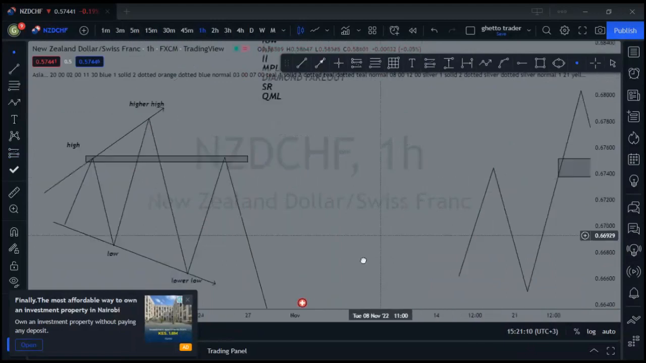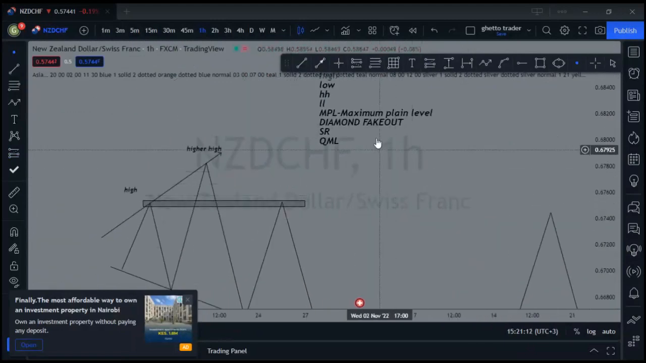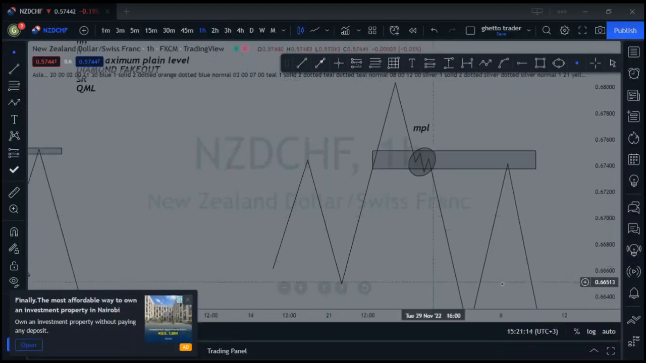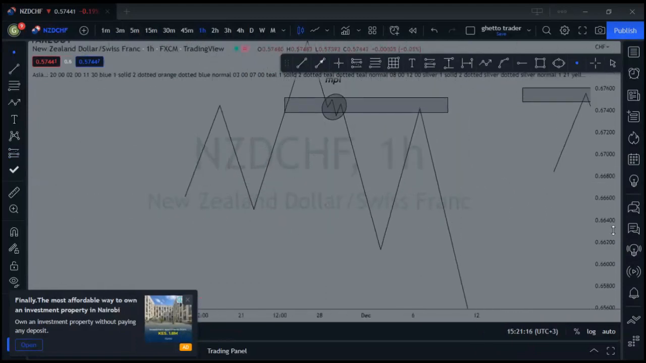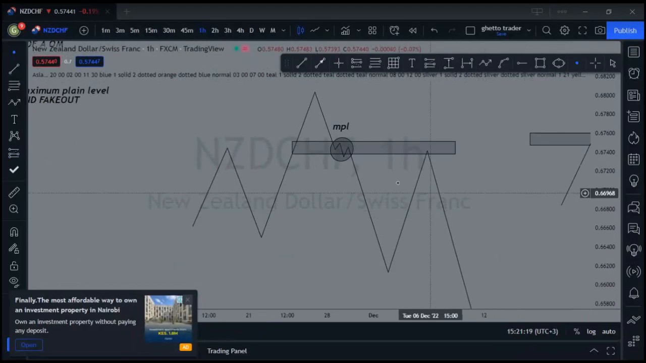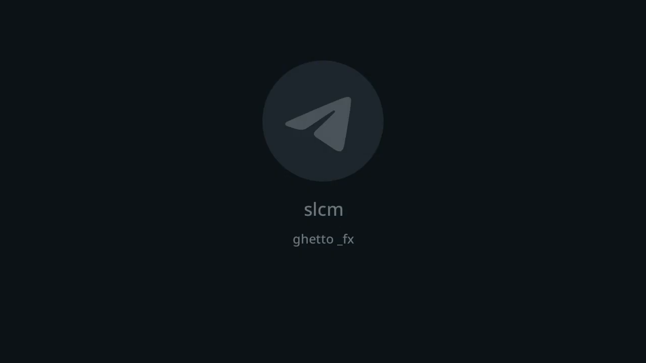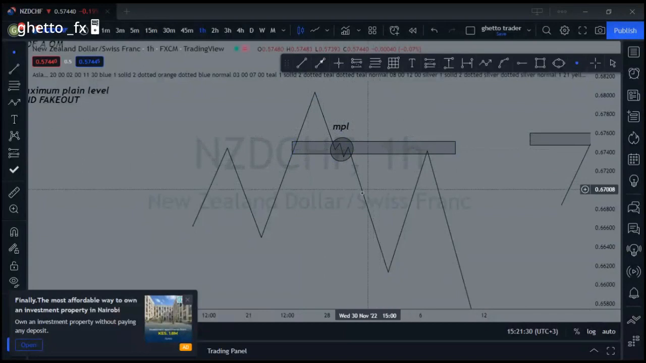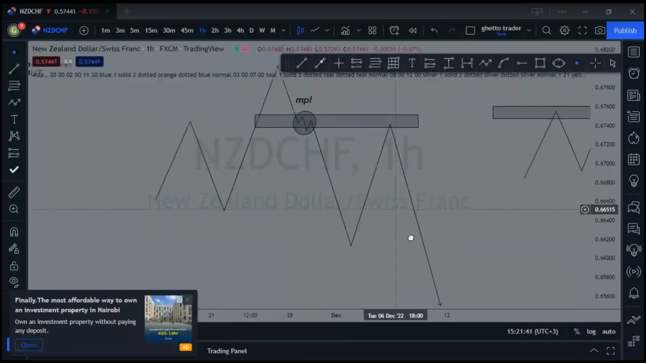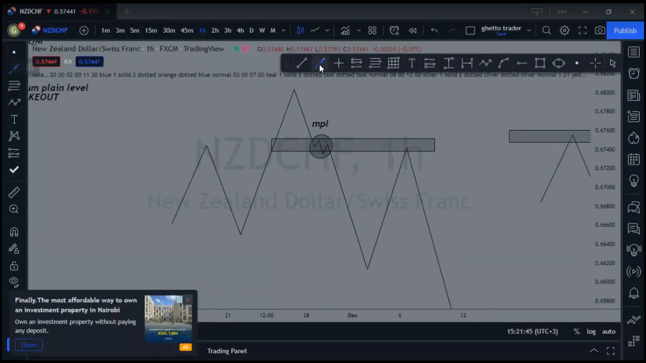Now, let's take a look at the MPL, maximum plane level. Now here is the maximum plane level. Why do we call it this? Because these were orders lying here. These were banks and institutions and hedge funds, the big boys, we call them the big boys. This is where they put their orders. This is where we're supposed to sell and go down with them. And if you trade order flow, you'll notice this is a change of character.